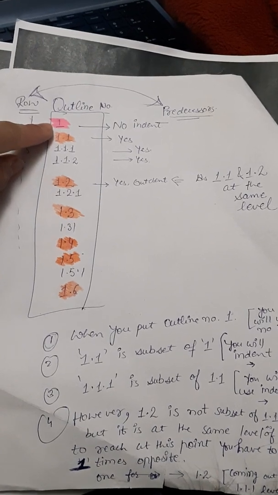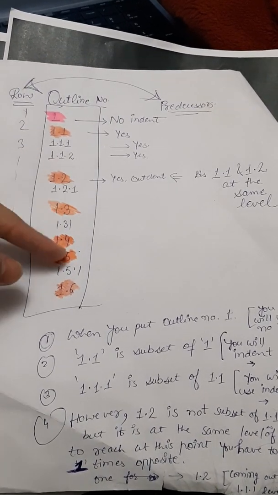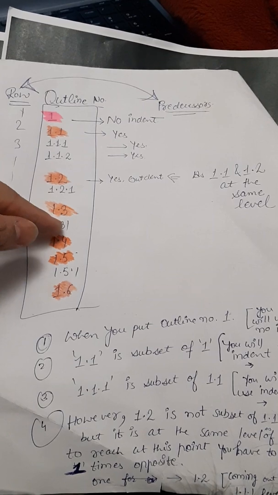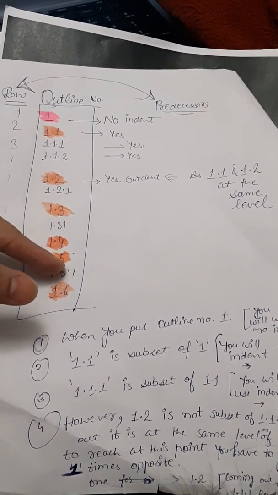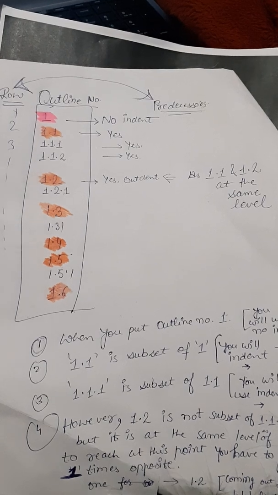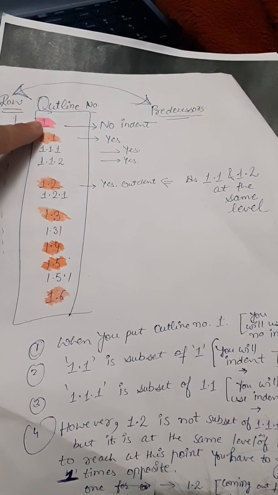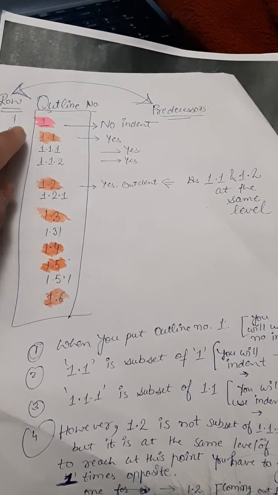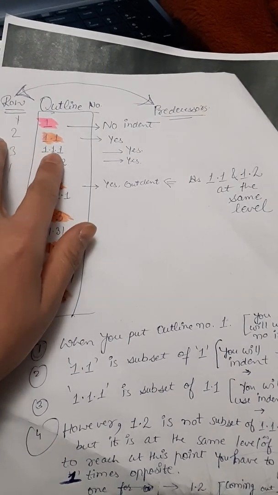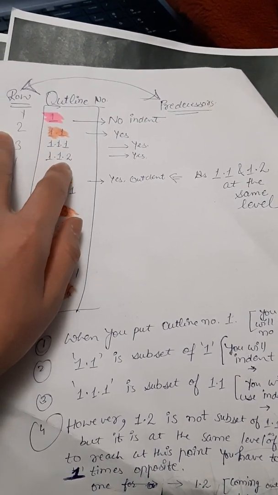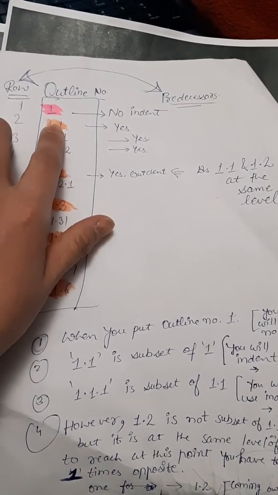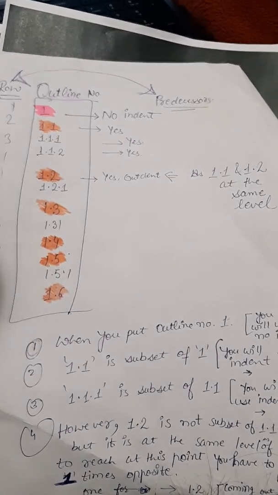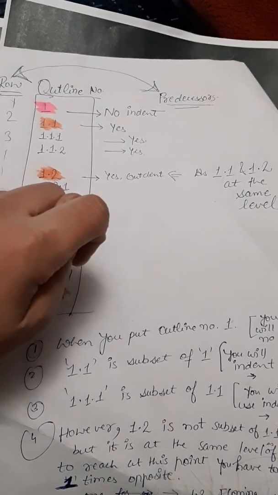1 is the main task. 1.1, the orange ones, right? 1.1, 1.2, 1.3, 1.4, 5 and 6. These are subtasks. These are at the same level but subtasks of 1, right? However, this triple one, 1.1.1, 1.1.2, is the subtask of this 1.1. So be careful while using the indent and outdent options.